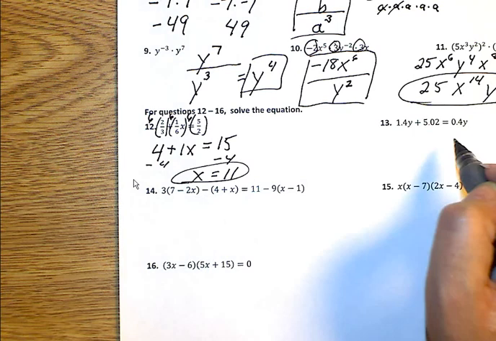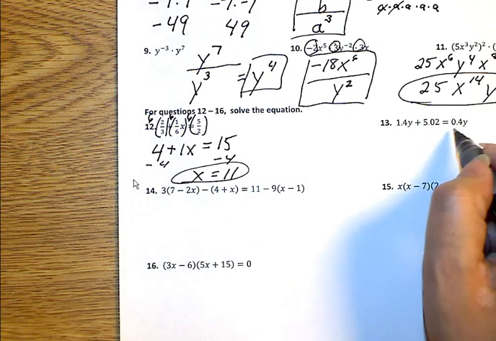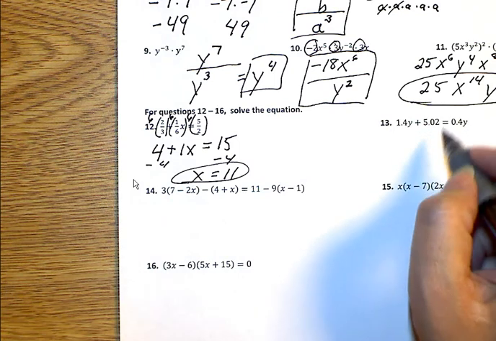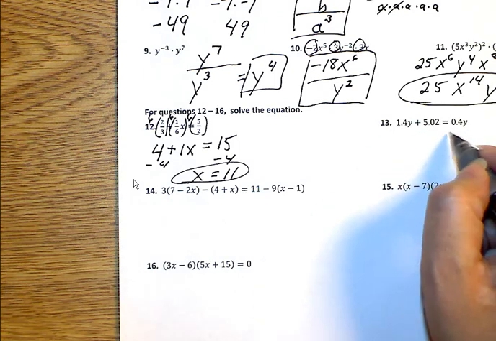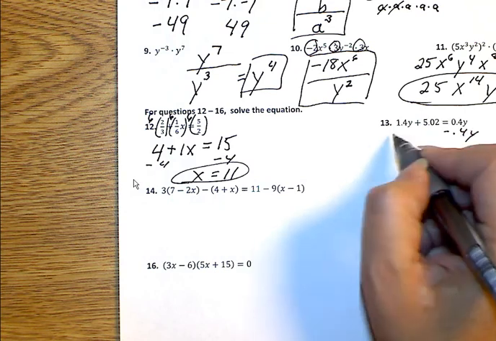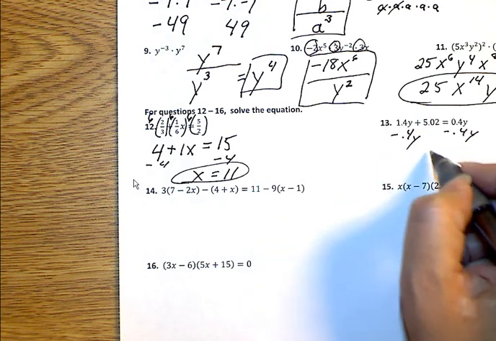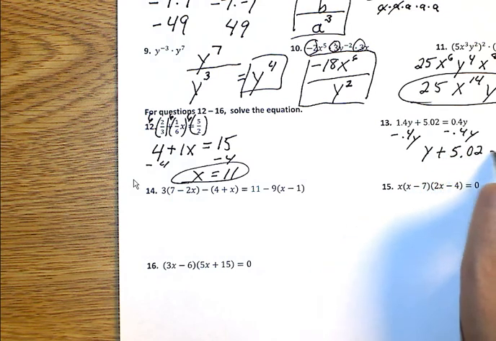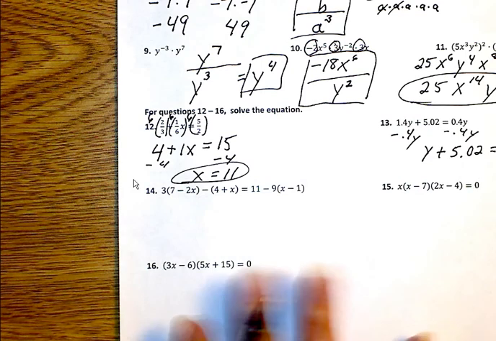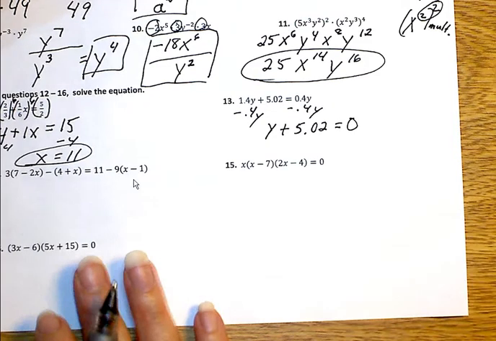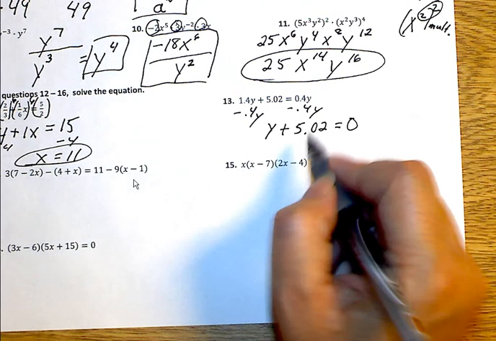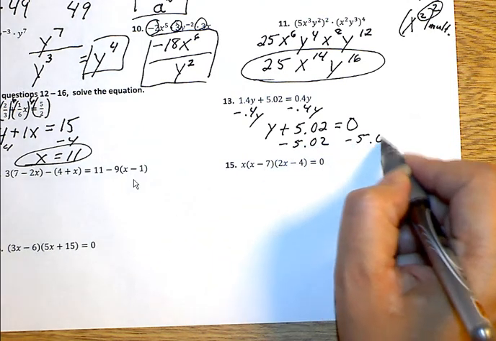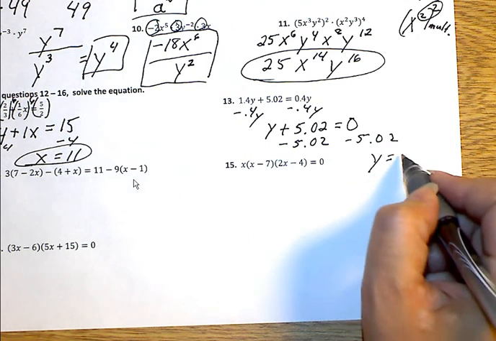All right, 13. We want to get our y's by themselves, so it doesn't matter. I'm going to subtract 0.4y, so I have y plus 5.02 is equal to 0. And then I'll subtract my 5.02, so y is equal to negative 5.02.